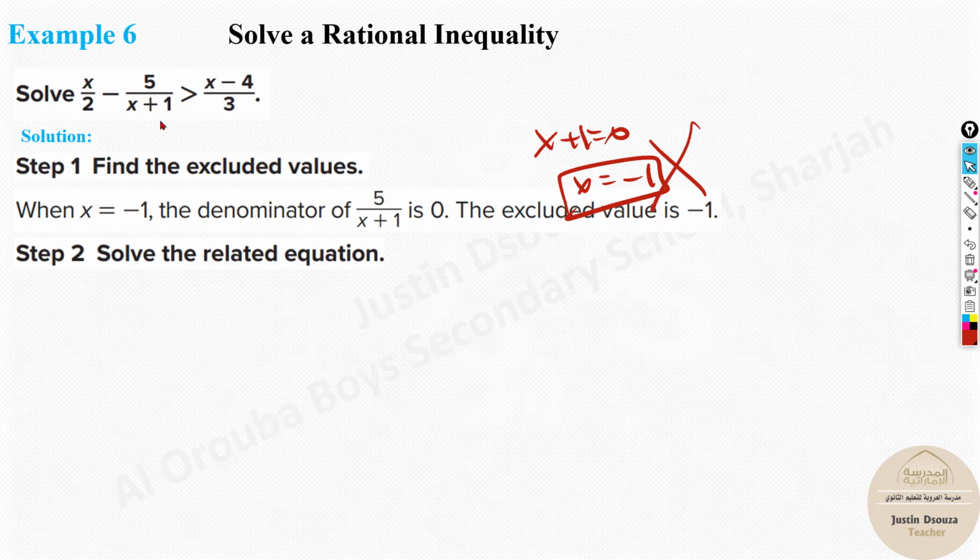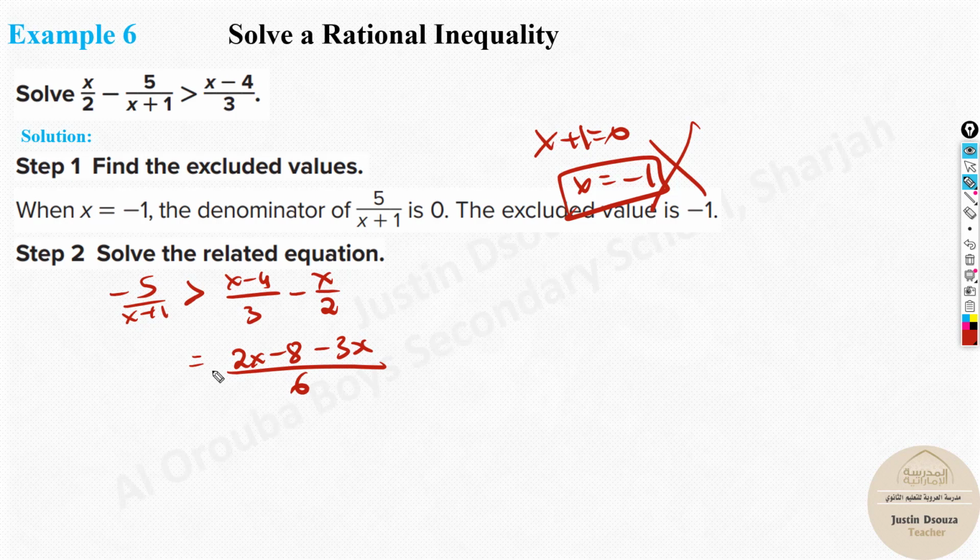This is important. And next, we have to just solve this equation. I've told you how to solve. It's easier if we have simple denominators. Let me do this very quickly. Minus 5 by x plus 1 must be greater than x minus 4 by 3 minus x by 2. Now I'll just use the equation and solve it. You have to just do equal to and solve, and then put the inequality. Here what happens is, it will be 2x minus 8 minus 3x divided by 6. Here you have minus 5 divided by x plus 1.